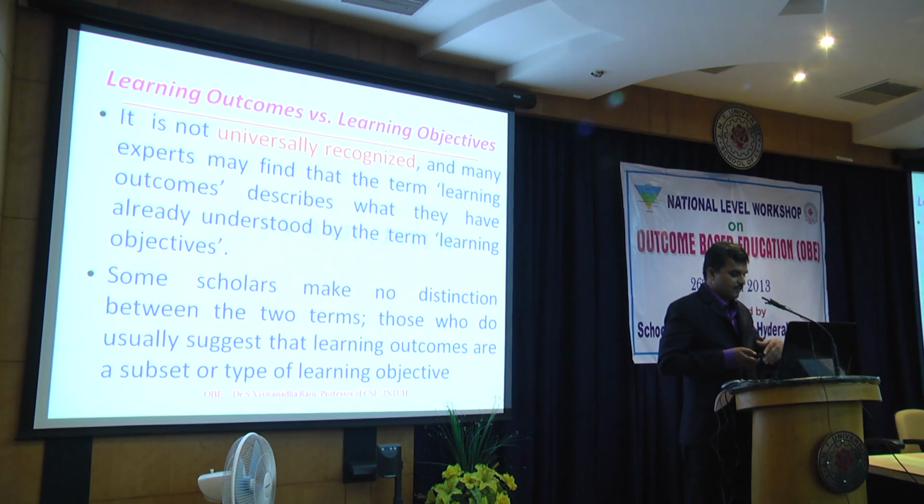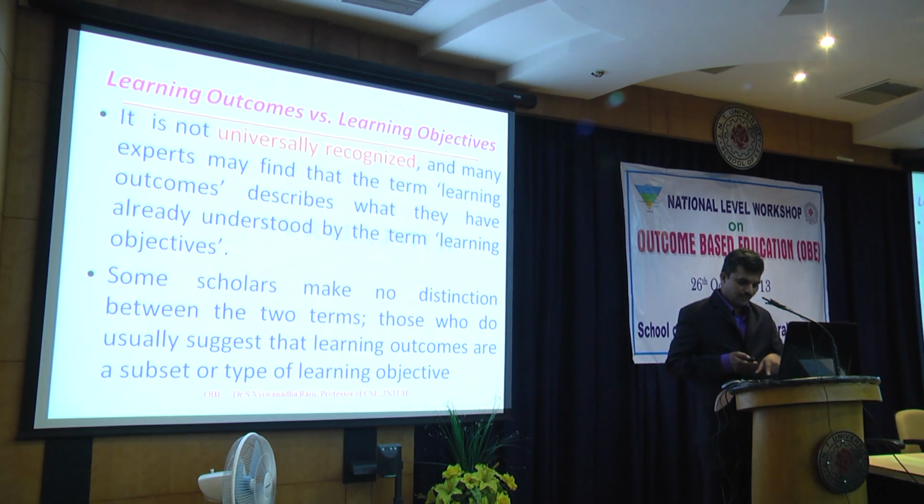Okay. Next, some scholars make no distinction between the two terms. Those who do usually suggest that learning outcomes are a subset or a type of learning objective. This is a subset of objective only. So this is what we have to differentiate ourselves. Then we will get it by table.